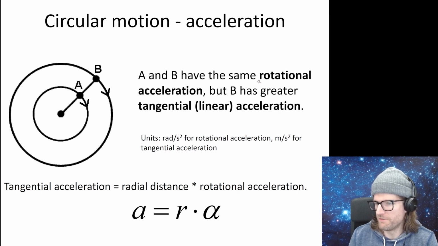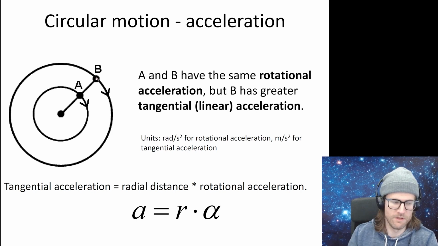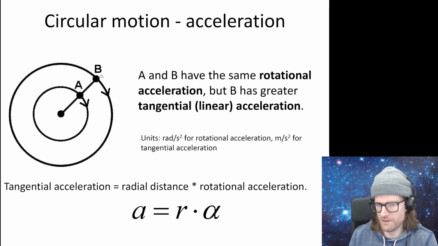Okay, acceleration. A and B have the same rotational acceleration, but B has a greater tangential linear acceleration. The same thing applies. B has a greater tangential acceleration because it has a greater radial distance, its distance from the center, but the same rotational acceleration.